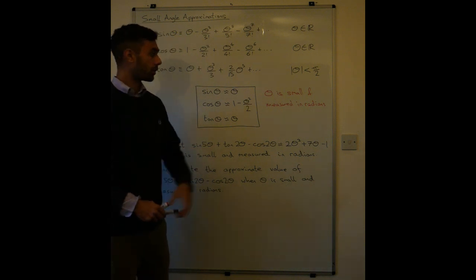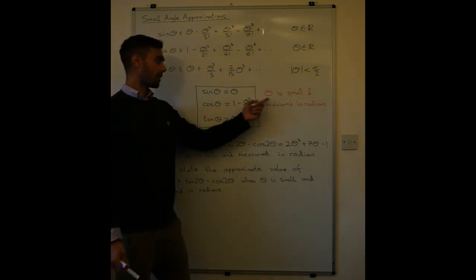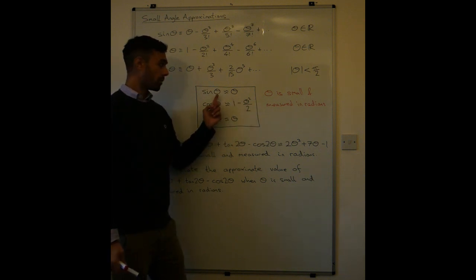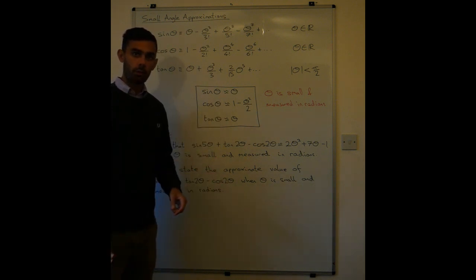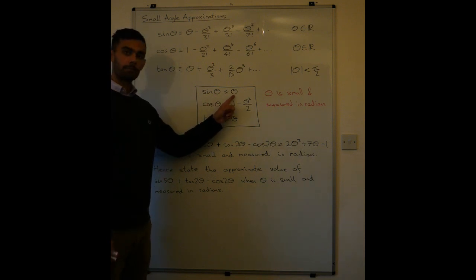People often ask, what do you mean by small? Well, the best way to think about it is the closer theta is to 0, the better this approximation will be. To see where these approximations come from, we're going to focus on the approximation for sine. So just theta.